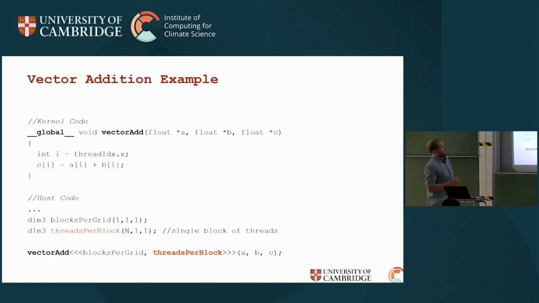So we are calling our kernel vector add. We have a pointer to float called A, B, and C. So this is a pointer to a piece of memory that holds floats. We are assuming that this is memory on the device again. If it was host memory, then this wouldn't work.